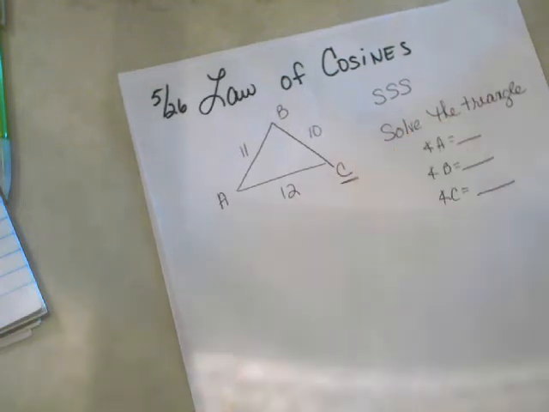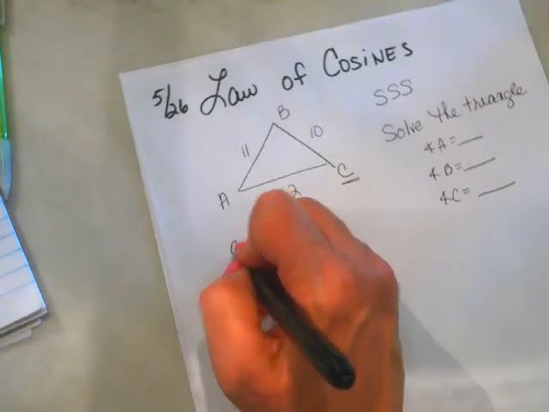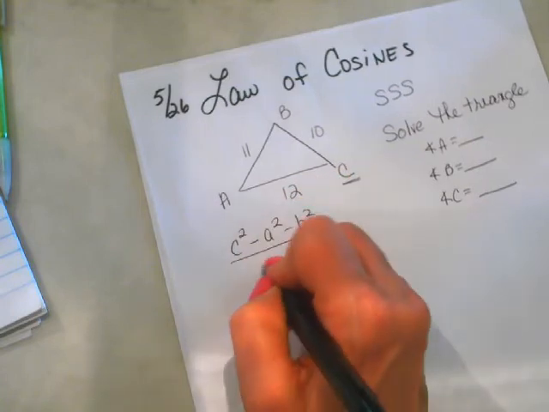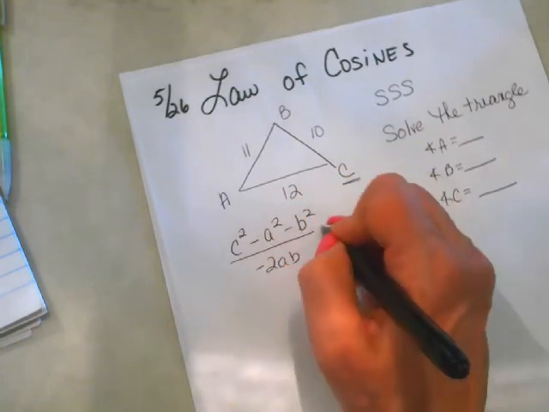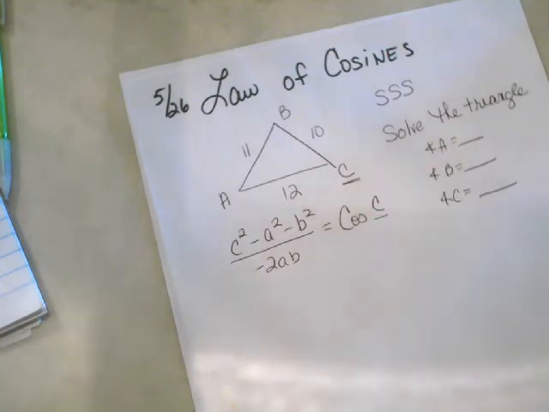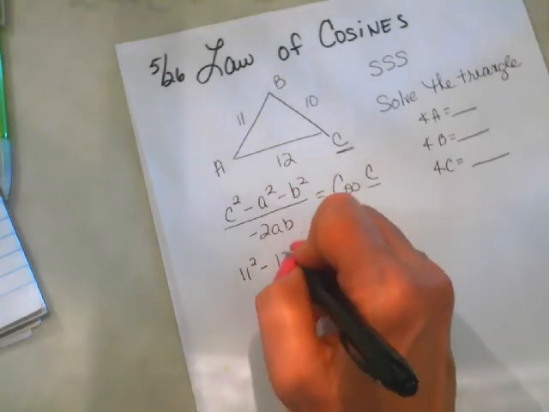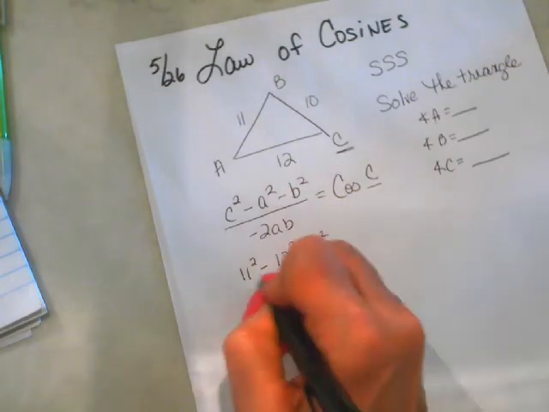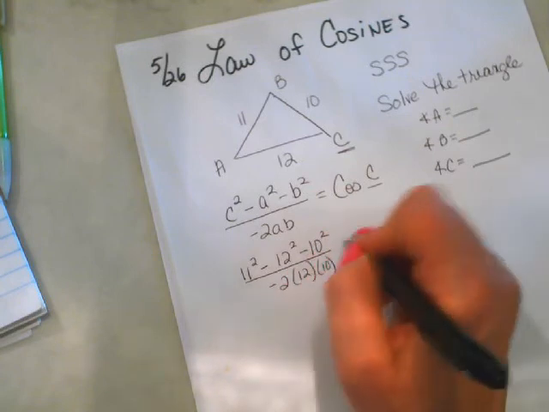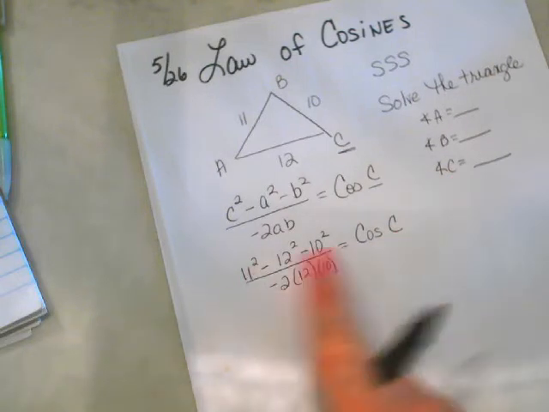The first angle I'm going to find is C. I don't know why, that's what I did in my notes. So if I'm looking for angle C, I'm going to do side C squared minus side A squared minus side B squared, over negative 2AB, is equal to the cosine of angle C. So I'm just going to plug in those values. 11 squared minus 12 squared minus 10 squared, over negative 2 times 12 times 10, is going to give me the cosine of C. All right, I'm going to use my calculator.